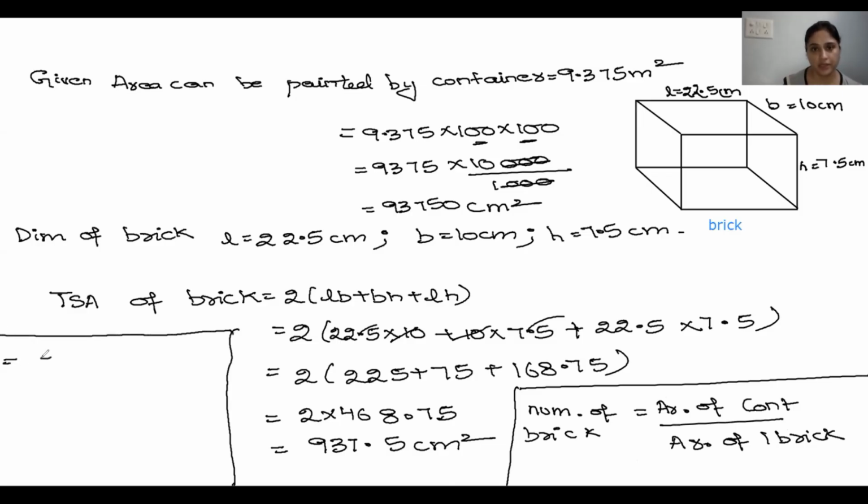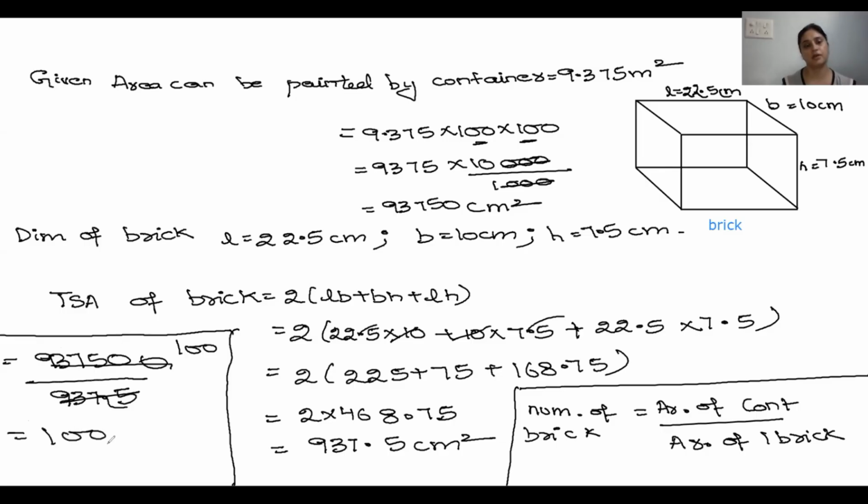So area of container क्या है बच्चा, 93750, and area of one brick क्या है, 937.5. So this will go here. So this will be cancelled out to give us 100. So how many bricks can be painted out of this container? 100 bricks can be painted. So I hope the question is clear at your end.